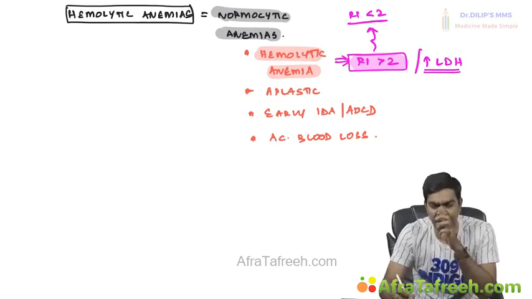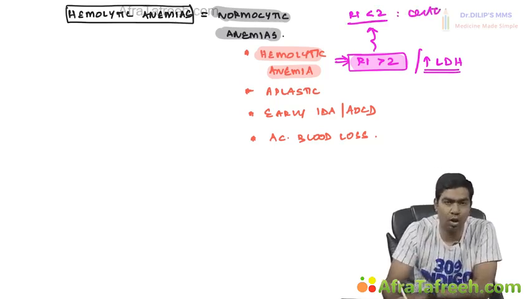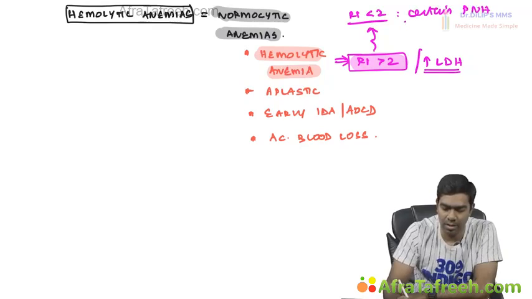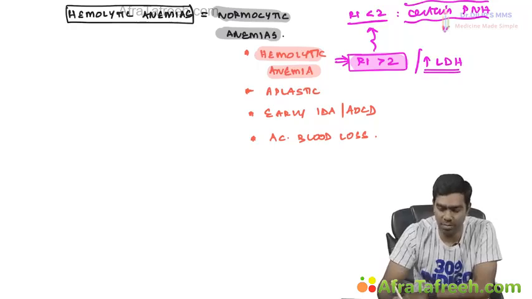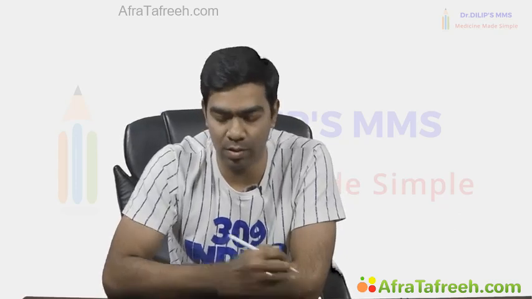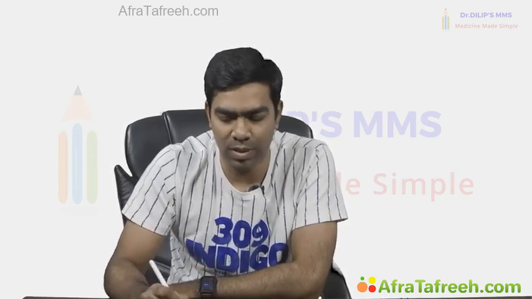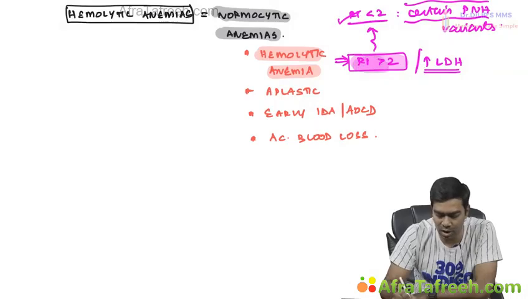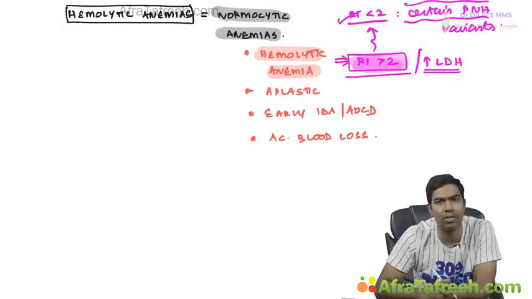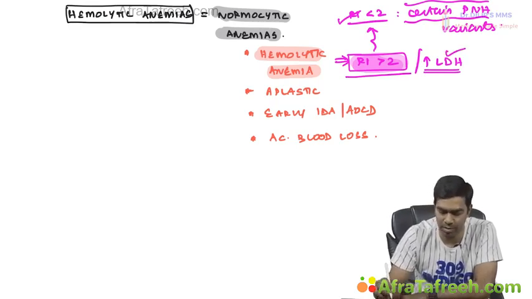But very rarely the reticulocyte index can be less than 2, especially in certain, not all, PNH variants. PNH itself has a lot of variants which we'll discuss in some time, but certain PNH variants alone can have a reticulocyte index of less than 2, especially if the PNH is associated with aplastic anemia, because there is a lot of overlap between PNH and aplastic anemia. In those conditions, you might have a reticulocyte index of less than 2. But in general, the norm in exams is that a reticulocyte index more than 2 and elevated LDH are the norms for any hemolytic anemia.